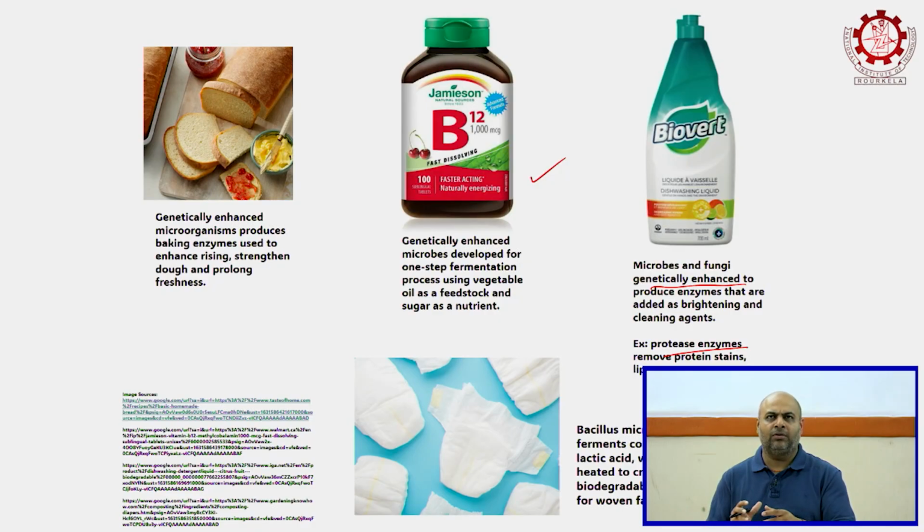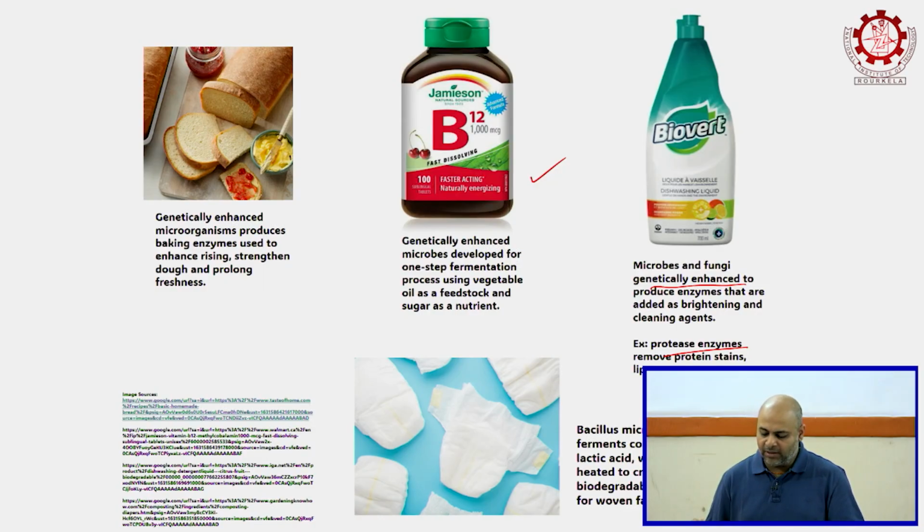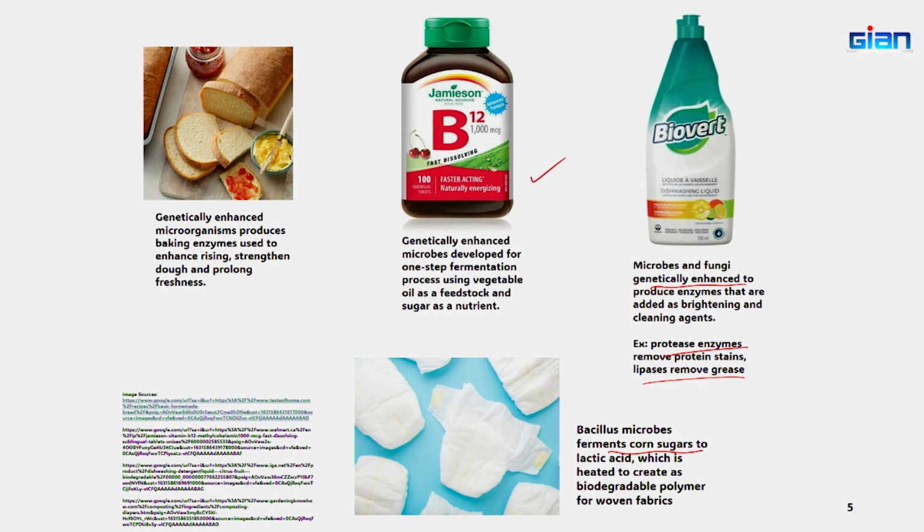biodegradable detergents. They're not the regular liquid detergents, but more compatible and environmentally friendly. They actually have more of these genetically enhanced or genetically produced enzymes. Now, Bacillus microbes ferment corn sugar to make lactic acid, which is heated to create biodegradable polymers for woven fabrics, and these are the ones which are used to make diapers for babies.